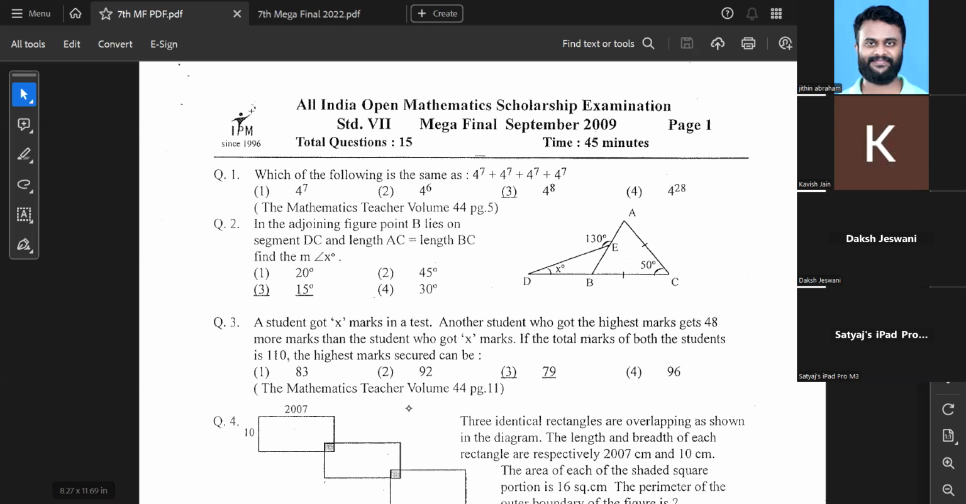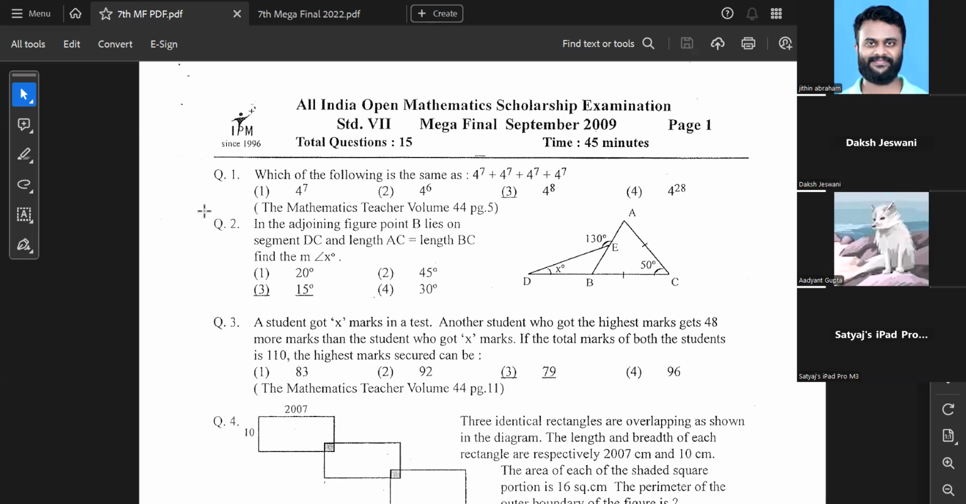So dear children, let's continue. I believe all are there. The 2008 paper got finished. Yes, the last question, the 15th one, is given as homework.